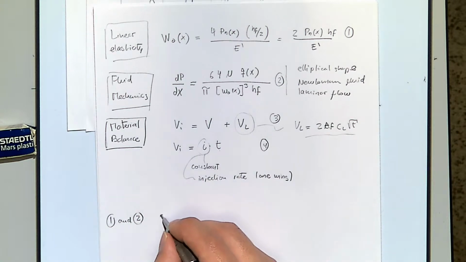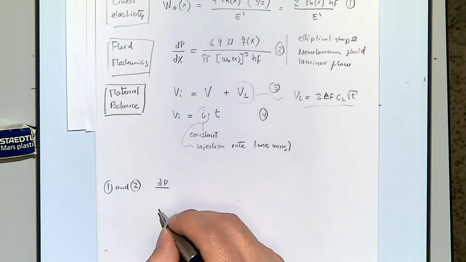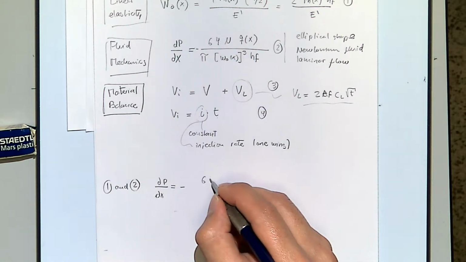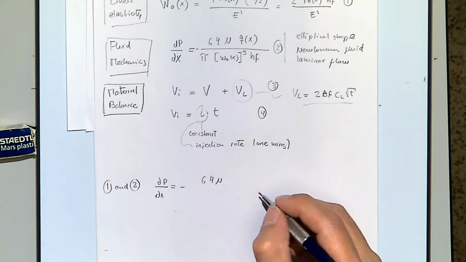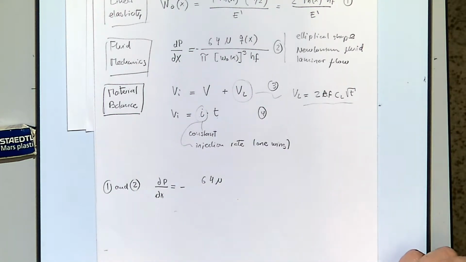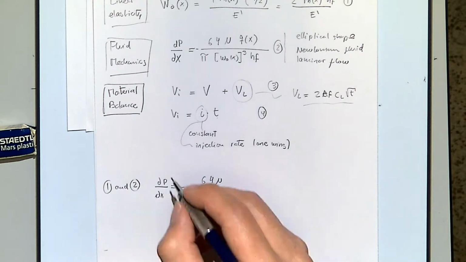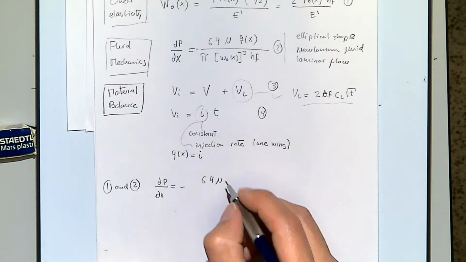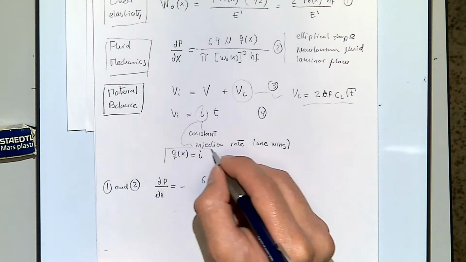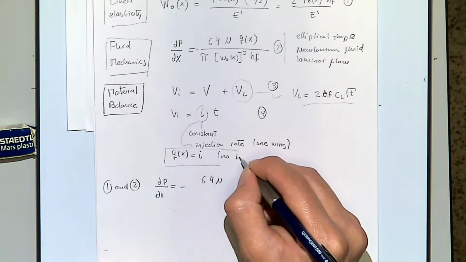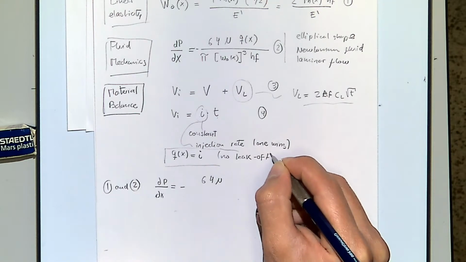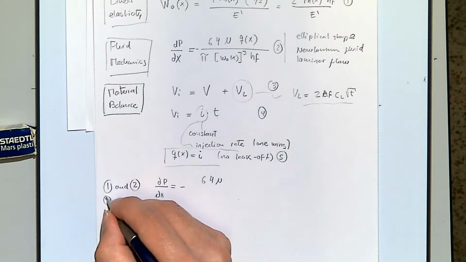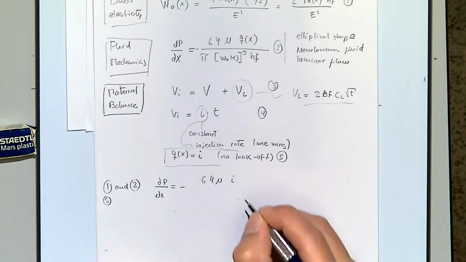And now I'm going to have that dP/dx, I forgot about the sign, is equal to 64 ... The qx, notice that qx is equal to I. It's constant, and I'm assuming that there is no leak off. So actually this, let's call it equation number 5. So 1, 2, and also on 5, this takes me to this.